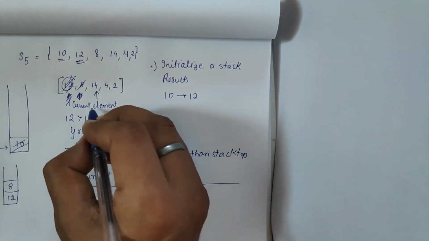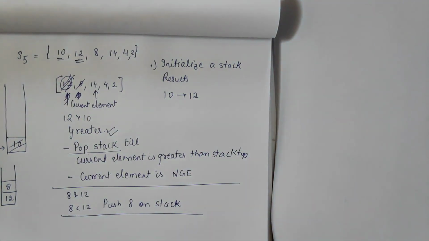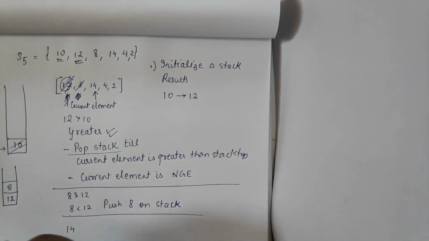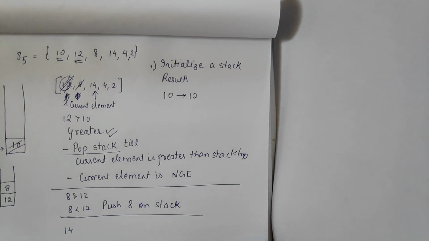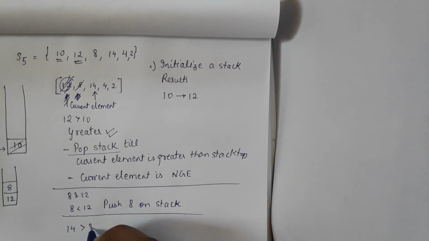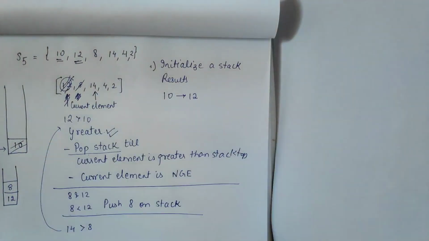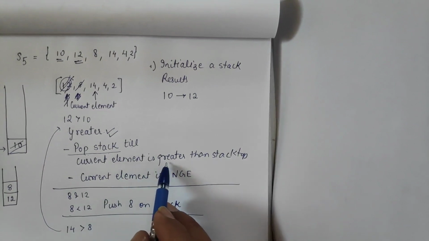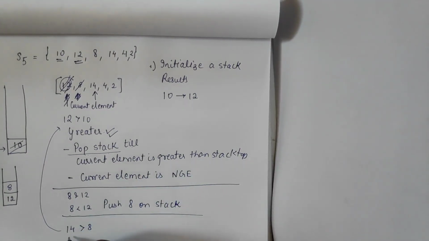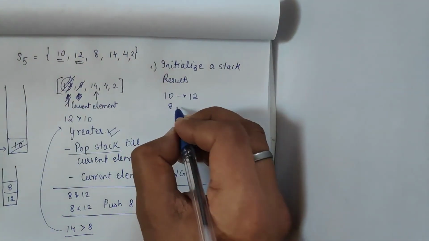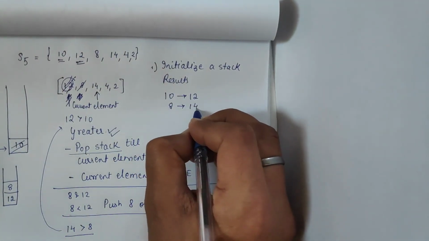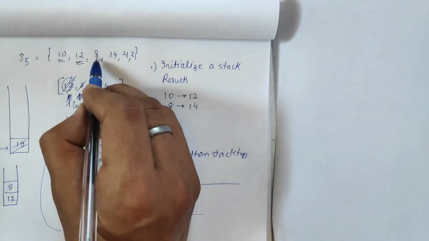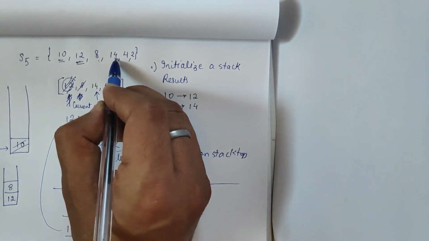Now we come across the next element. The next element that becomes the current element is 14. So what is the stack top? Because on a stack you can have operations only on the top element. Now 14 is greater than 8, and as I said, pop the stack till the current element is greater than the stack top. So 14 is greater than 8. That means for 8, the next greater element is 14, and you can verify that also.